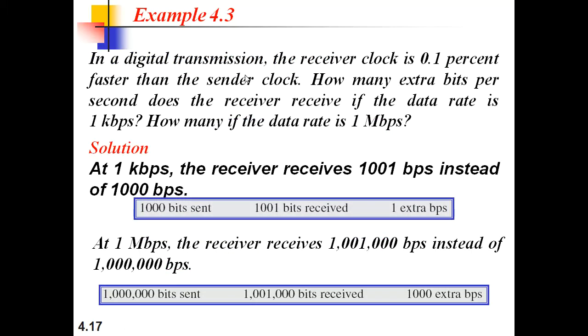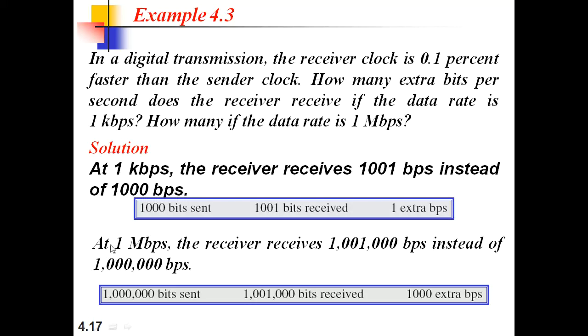In a digital transmission, the receiver clock is 0.1% faster than the sender clock. How many extra bits per second does the receiver receive if the data rate is 1 kbps? And how many if the data rate is 1 Mbps? Solution: at 1 kbps, the receiver will receive 1001 bits per second instead of 1000 bits per second. 1000 bits are sent and 1001 bits are received, so 1 extra bit per second happens.